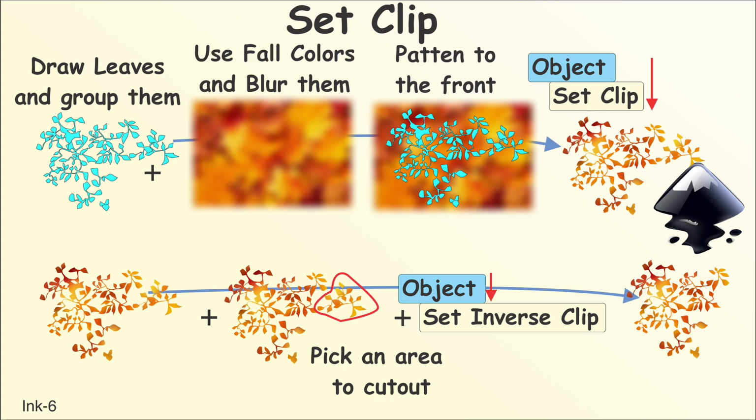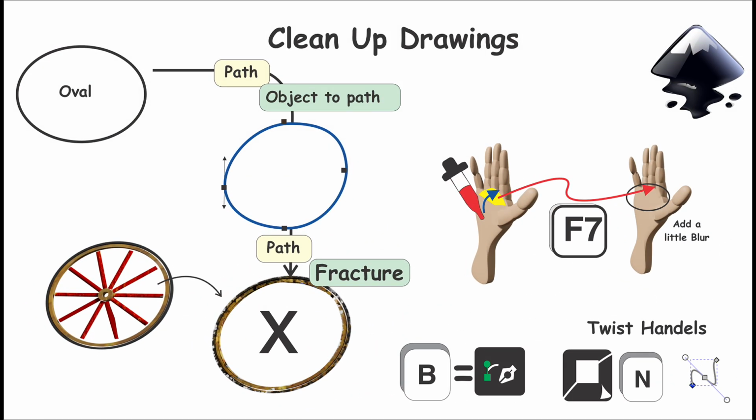Another step might be to cut an area out. Take the leaves and draw a shape over the area to remove. Use Object Set Inverse Clip and that patch of leaves vanishes. I usually draw with the B key for a Bezier curve. I find that a slight dragging of the line helps.